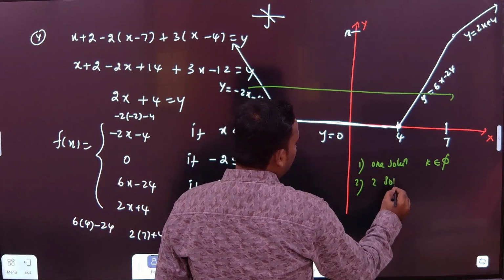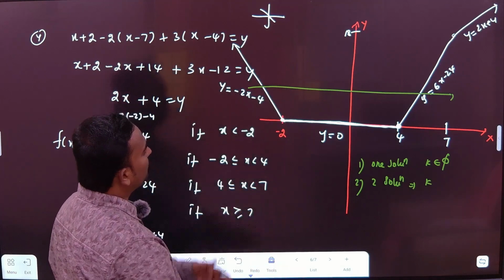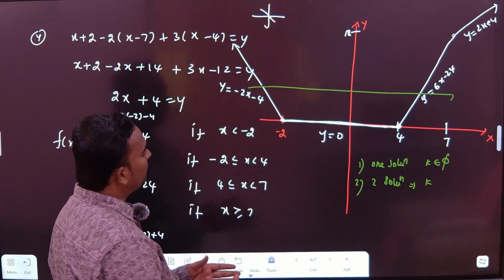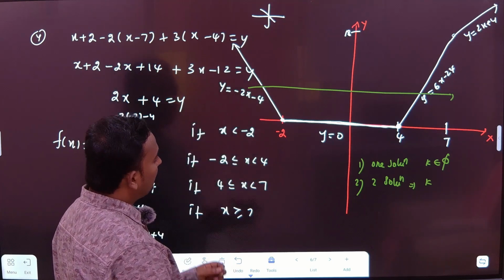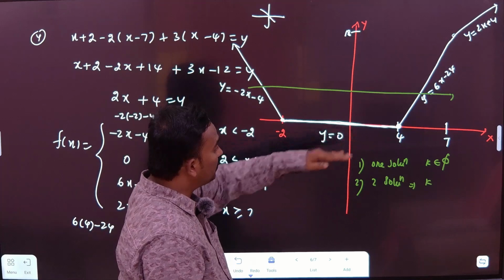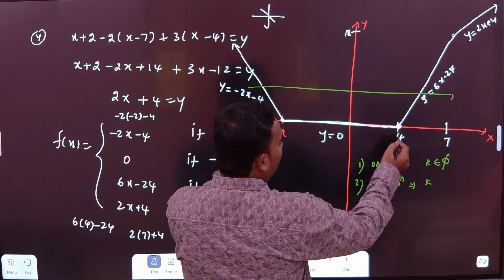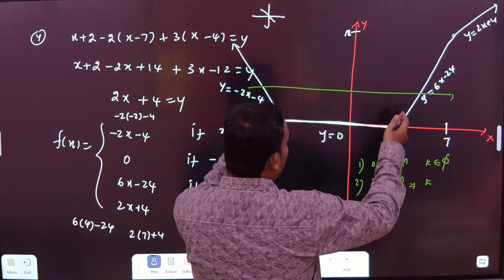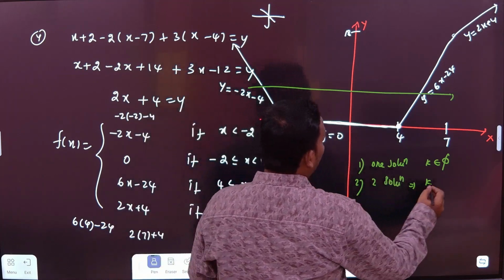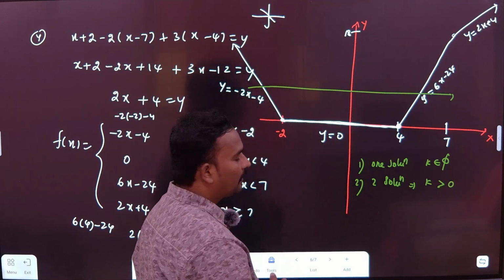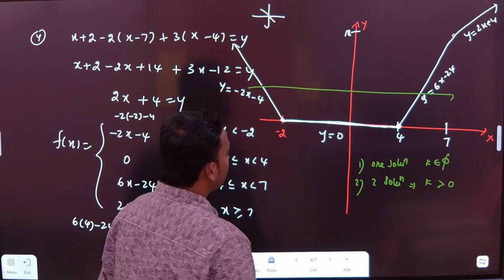Two solutions, what is the k value? If you take 0, 2, that means k value is more than 0, right? Strictly greater than 0. But if k is equal to 0, you can see there are infinitely many solutions possible. You can see y is equal to 0, the x-axis, and you can see the graph. There are infinitely many solutions, right? So two solutions means k is greater than 0. If you take more than 0, it will be intersecting exactly 2 points.